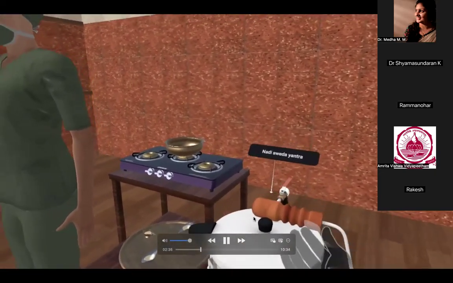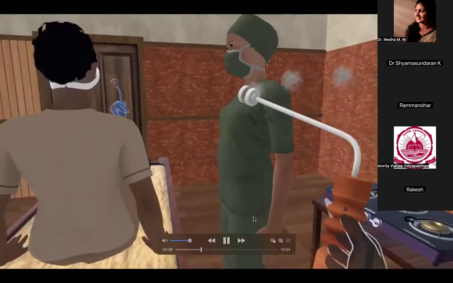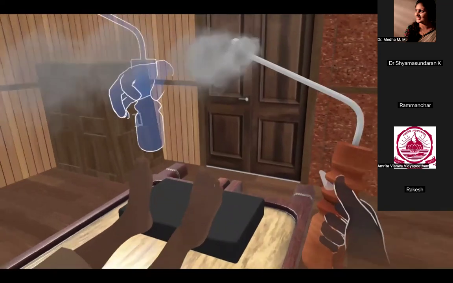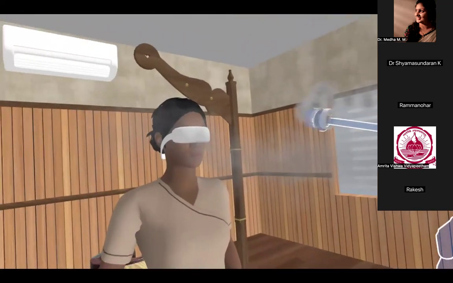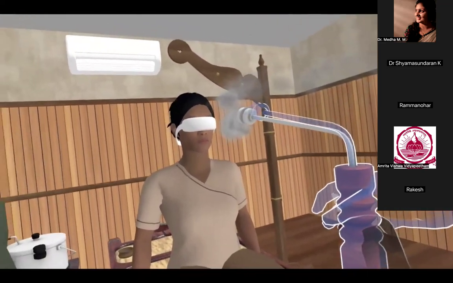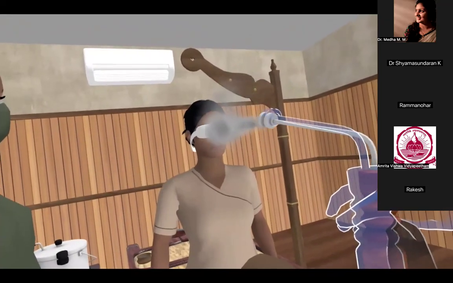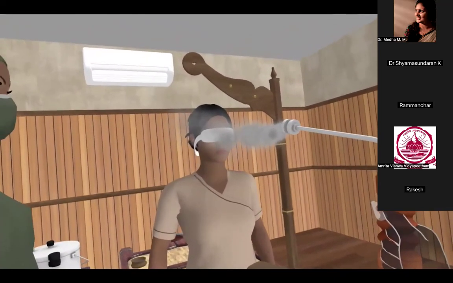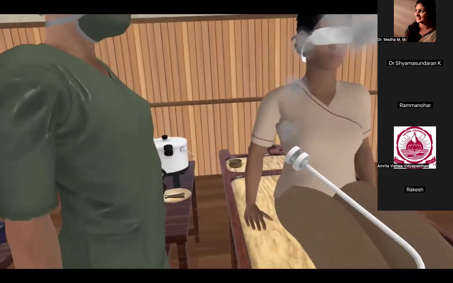And the next command is to give the Nadi Sweda using the Nadi Sweda Yantra. So we have to place it on the blue mark so that the next command will be played. So now we are giving the Nadi Sweda using the Nadi Sweda Yantra.